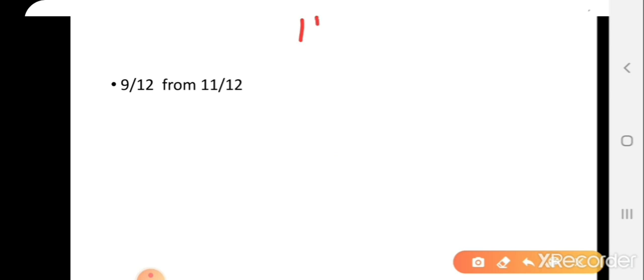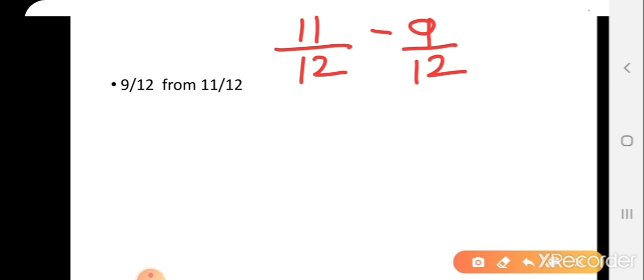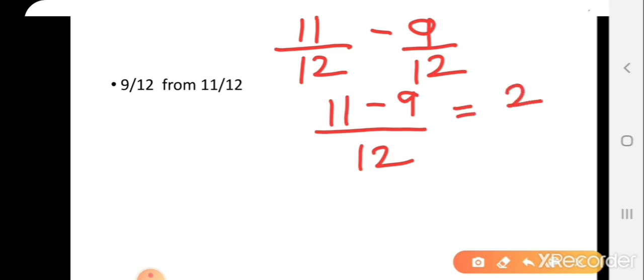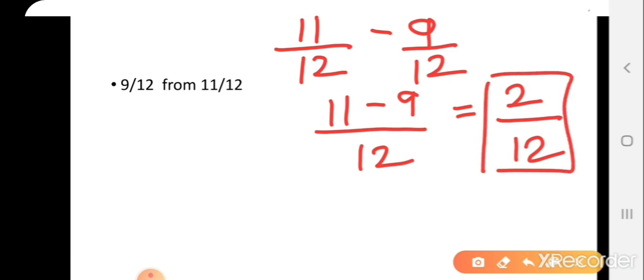Now 11 by 12 minus 9 by 12. Again the denominators are same, so write it once and the numerator as it is along with the sign. So 11 minus 9, that is 2 and the denominator as it is. So we got the fraction 2 by 12.